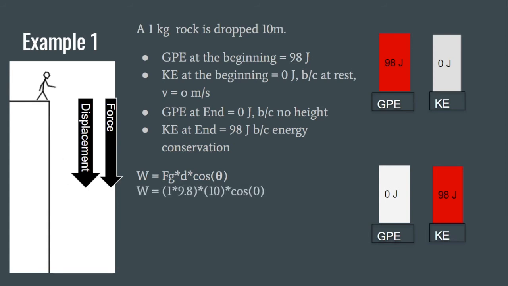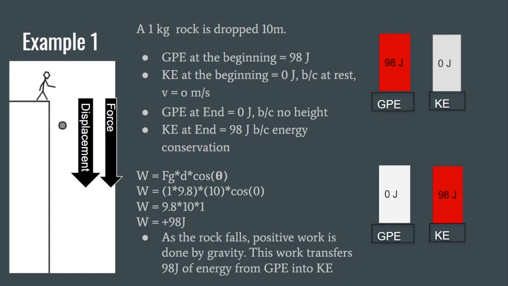Work is equal to, well, force of gravity is just mass times gravity. The mass is 1 and gravity is 9.8 times d, which is the displacement. It says the rock is dropped 10 meters, so 10 meters is our displacement, times cosine theta. Theta is the angle between the force and the displacement. They're pointed in the same direction, so that angle is 0 degrees. All we do is just go ahead and simplify. We find out that work is equal to 9.8 times 10 times 1, and that's because cosine of 0 is just 1. That tells us that the work being done by force of gravity is positive 98 joules.